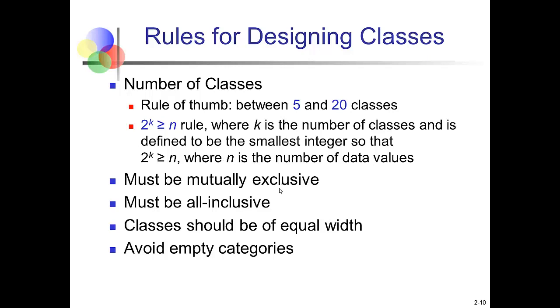The classes have to be mutually exclusive. There can't be any overlap, otherwise we'd count a data value in more than one class. The classes also have to be all-inclusive. In other words, for every value in our data set, we need a class to put that in. Classes should be of equal width, so if we decide that each class should be 10 years wide, then we need to make each class 10 years wide. And we also need to do our best to avoid empty categories, though it is possible that we might have to have an empty category depending on the data.